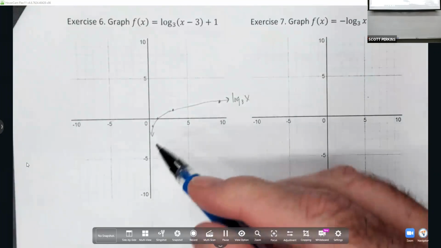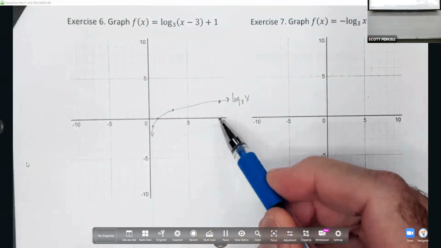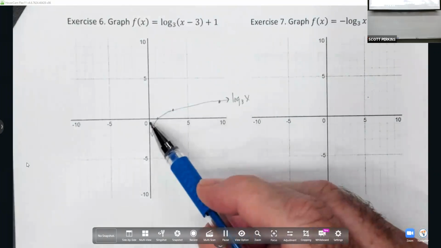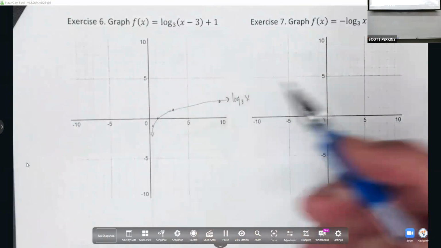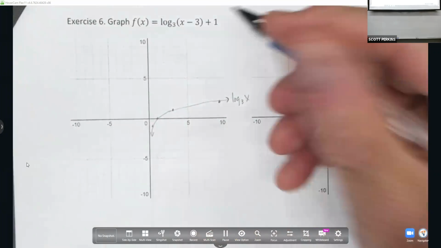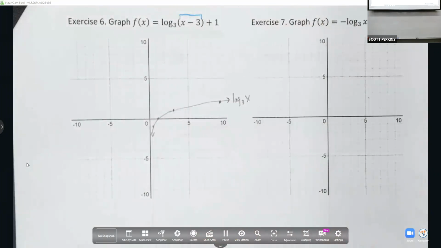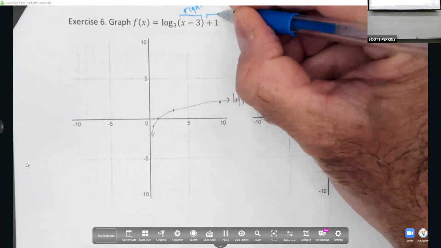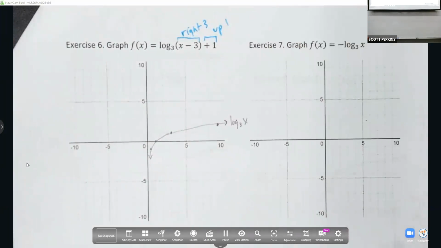My log base 3 graph has these basic points right here. At 9, log base 3 of 9 was 2. Log base 3 of 3 was 1. Log base 3 of 1 is 0. Log base 3 of a third is negative 1. Those are my points. So two things are happening to this graph when I translate it. What does the x minus 3 tell me about the graph? Okay, we're going to go right 3. And then the plus 1 tells me to go up 1. Right 3, up 1.